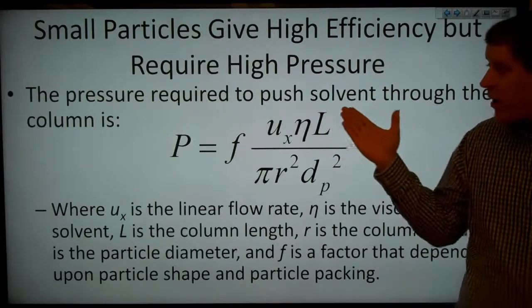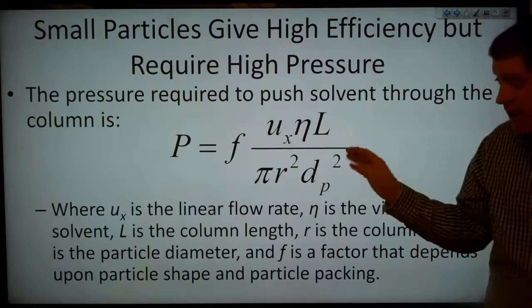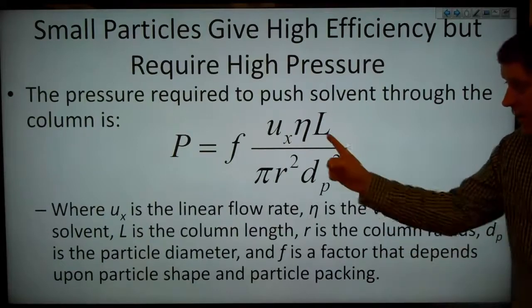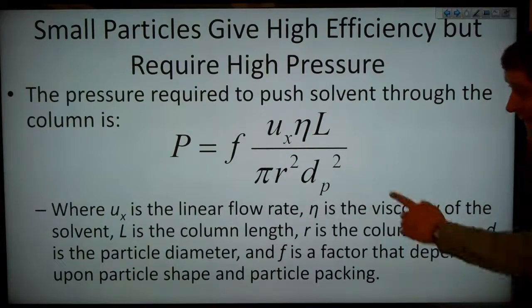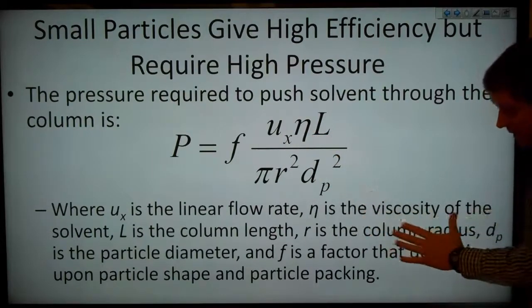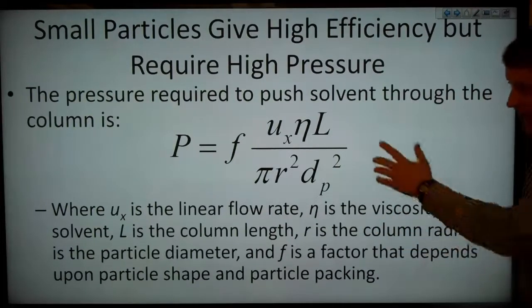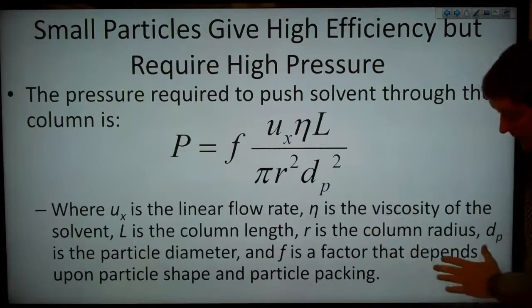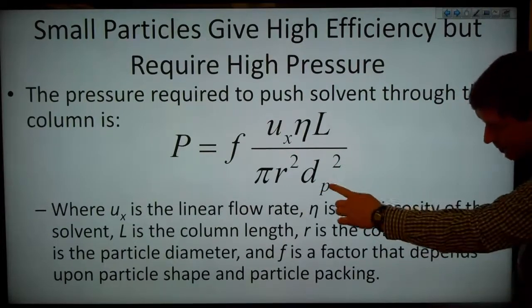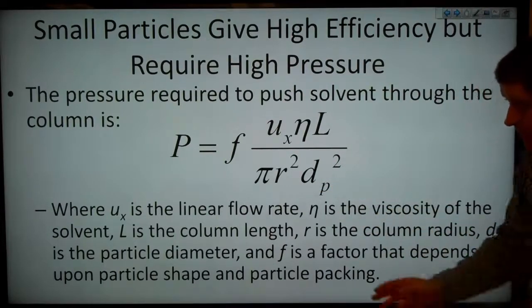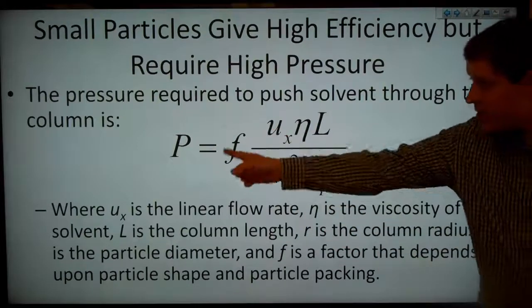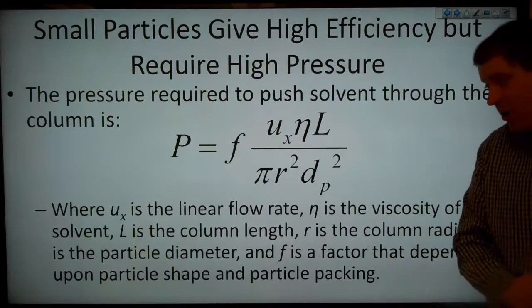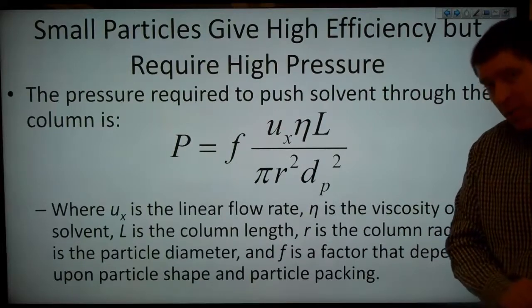So the pressure required to push the solvent through the column is given here, where Ux is the linear flow rate. This eta term, that's not an N, that's an eta, is the viscosity of our solvent. L is the length of the column. R there is the column radius, dP is the particle diameter, and this term over here, this F, is a factor that depends upon the particle shape and the particle packing.